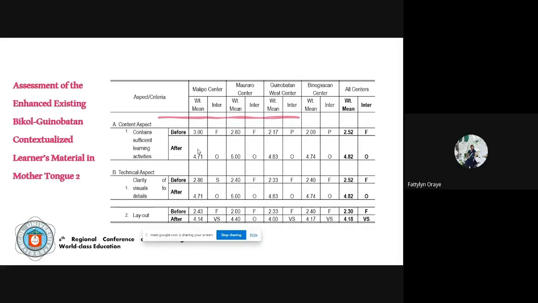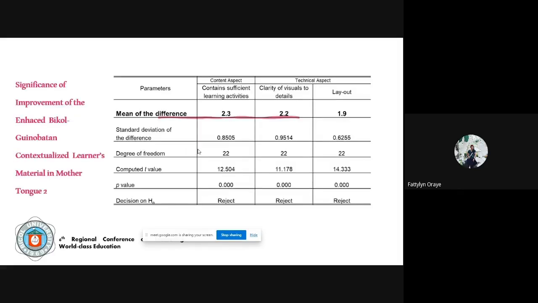Which is the after, using correlation coefficient and ANOVA. And based on the findings, there is really a significant difference in terms of contain sufficient learning activities from F to O, clarity of visuals to details from 2.52 to 4.82, and layout 2.30 to 4.18, which is very satisfactory. Results of the assessment show that there is really a significant improvement from the existing to the proposed.